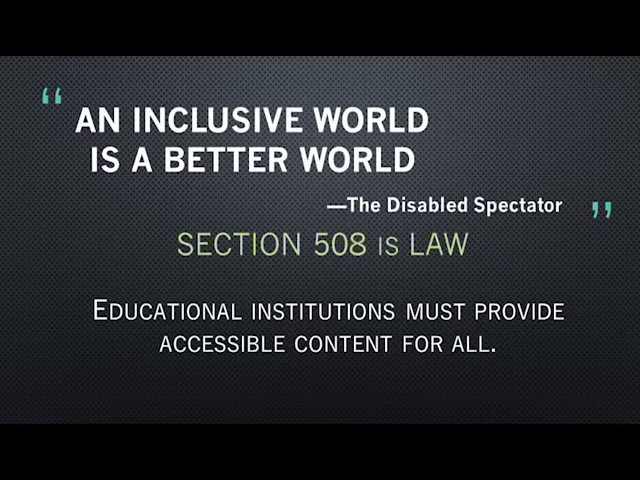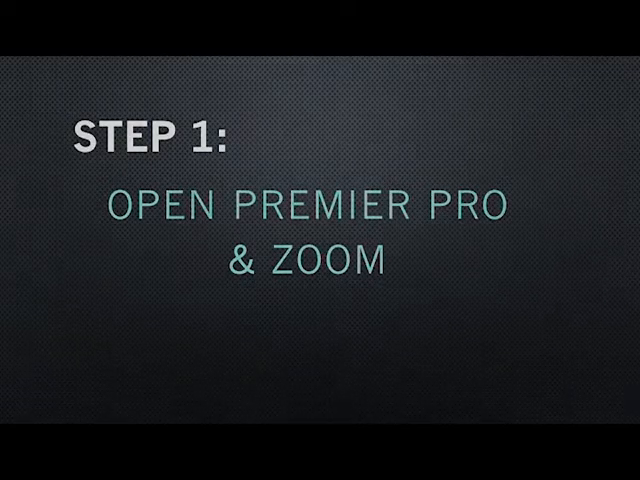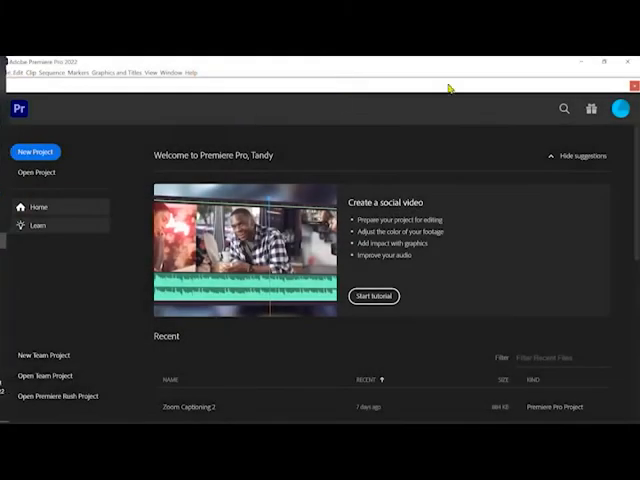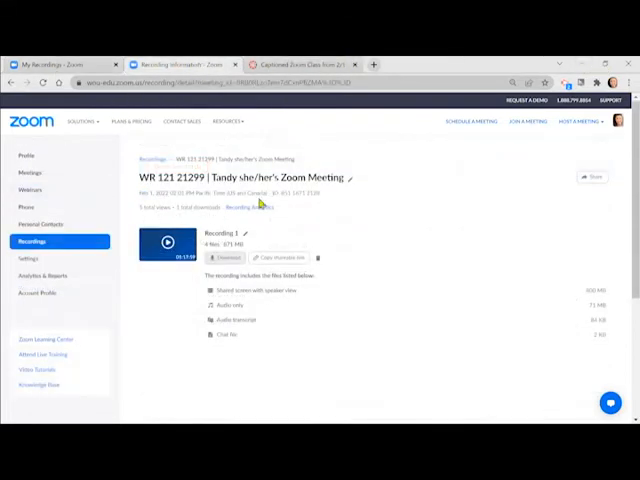In this how-to video, we're going to learn how to create closed captions for those Zoom recordings in Adobe Premiere Pro. Step 1. Open Premiere Pro. As it opens, open Zoom. Find your Zoom recordings. Select the recording you want to work with.